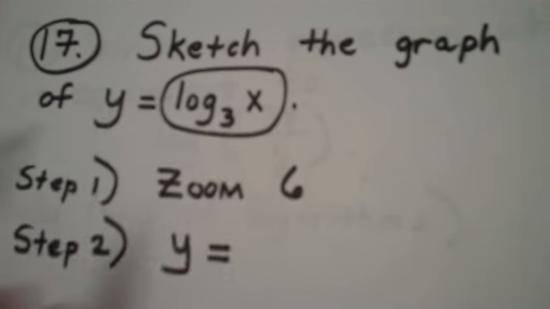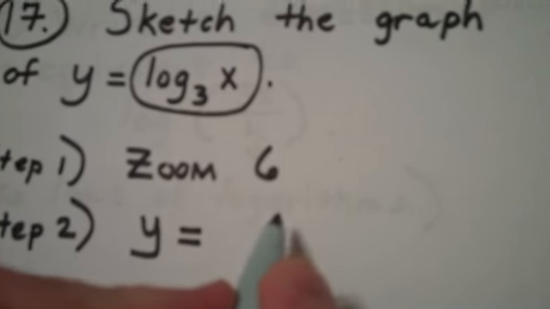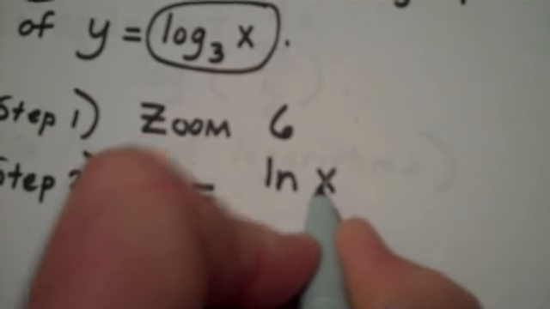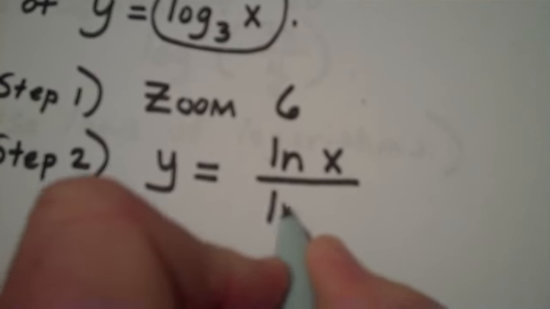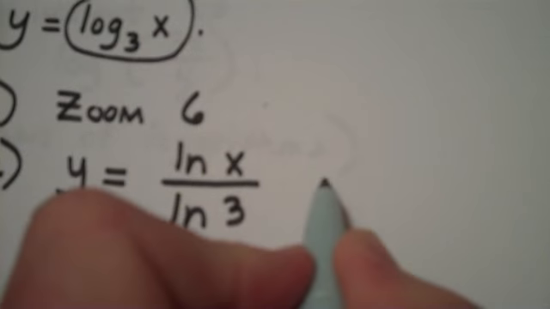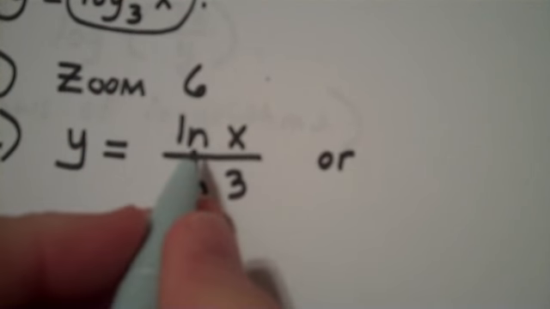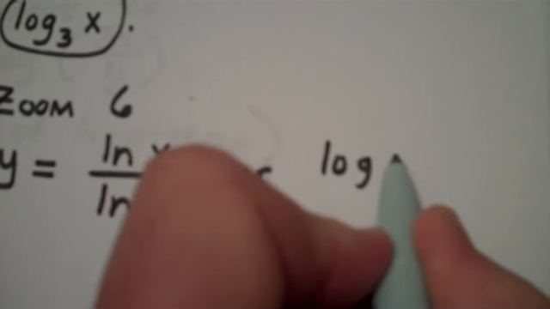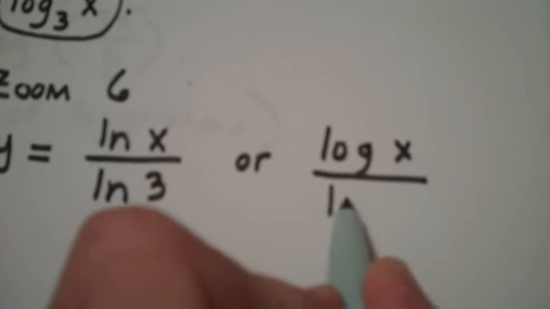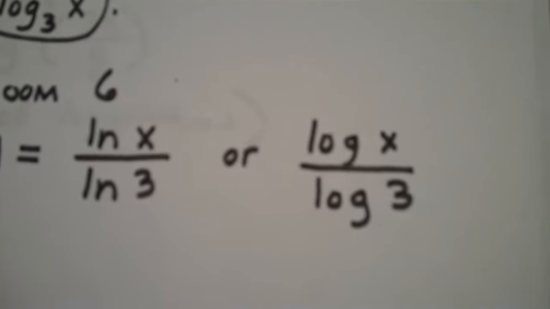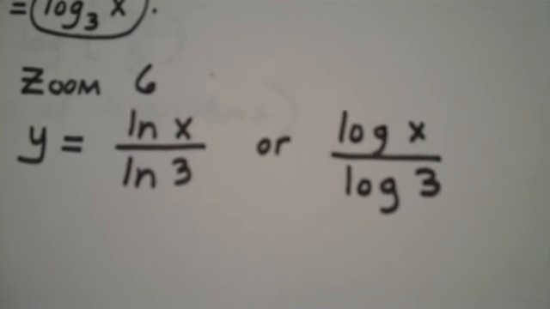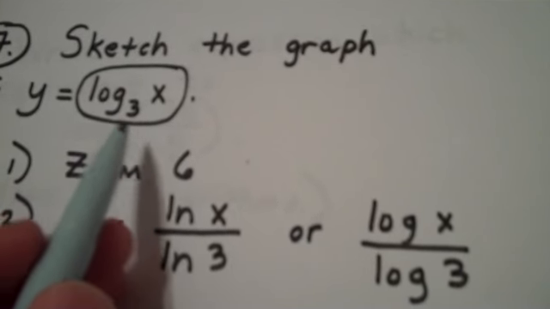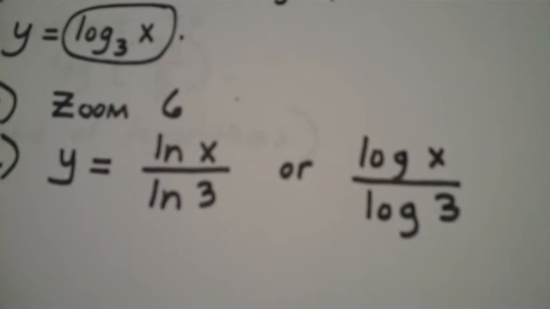So to graph log base 3 of x, we are going to apply the change of base formula, and we are going to write it as the natural log of x divided by the natural log of 3. Or, equivalently, the change of base formula also lets us use the common log function. So what we're doing is applying the change of base formula in order to be able to enter y equals log base 3 of x into our calculator.